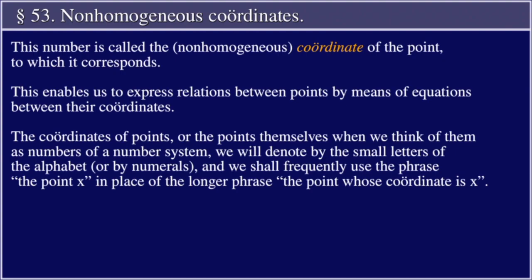This enables us to express relations between points by means of equations between their coordinates. The coordinates of points, or the points themselves, when we think of them as numbers of a number system, we will denote by small letters of the alphabet, or by numerals, and we shall frequently use the phrase, the point x, in place of the longer phrase, the point whose coordinate is x.